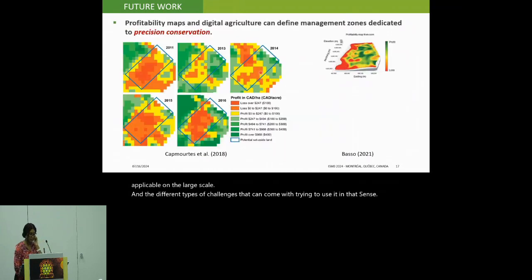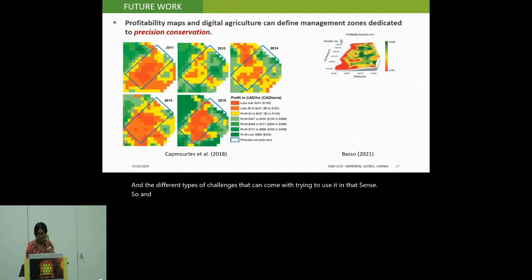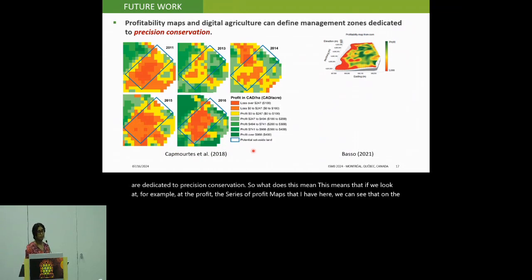And finally, the whole goal of this is that profitability maps and digital agriculture can help to define management zones that are dedicated to precision conservation. So what does this mean? This means that if we look at, for example, the series of profit maps that I have here, we can see that on the field, there are regions that constantly remain negative in terms of profit.